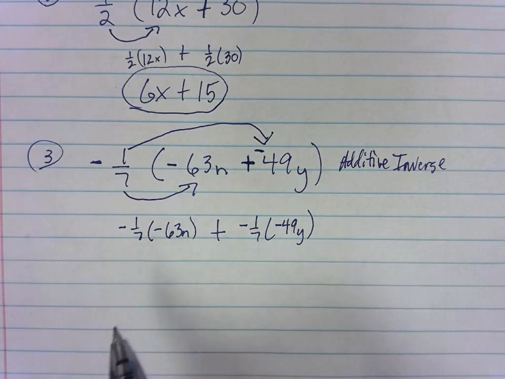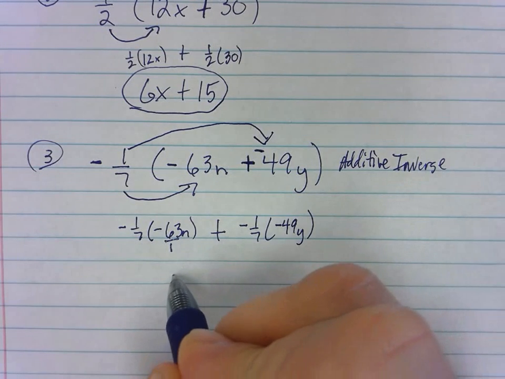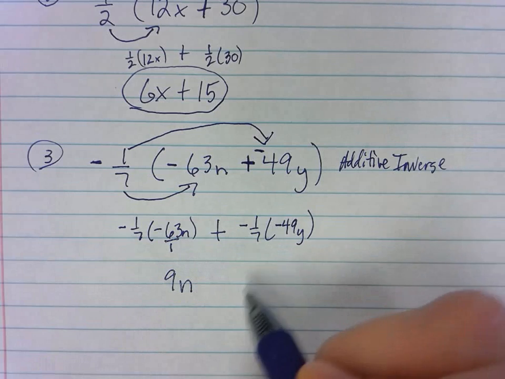What's 63 divided by 7? Again, you'd put the 63 over a whole number, 1. So that would be positive 9n.